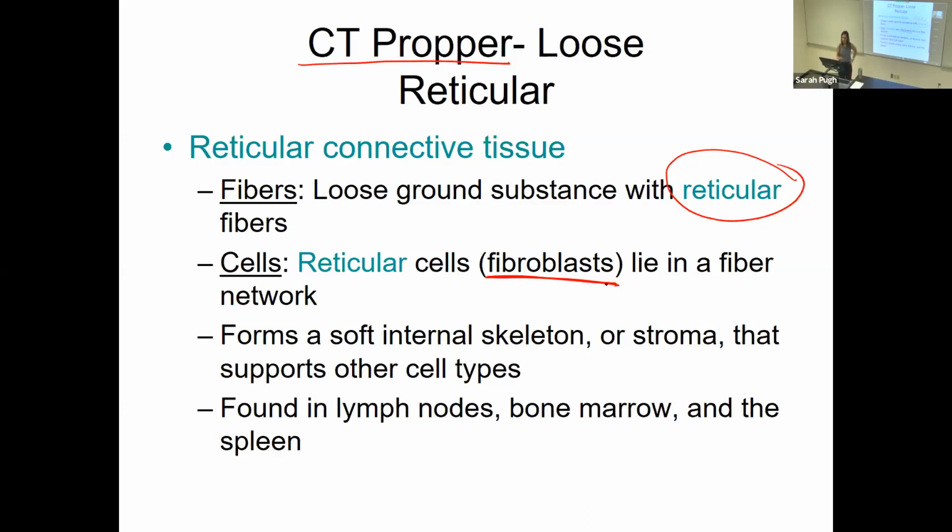So where do we find this reticular connective tissue? We're going to find it in organs that have a soft internal skeleton. They have to have a lot of structure. So some great examples are things like the spleen, even in your bone marrow. Your bone marrow, remember, is found inside the hollow spaces of your bones. And that has a lot of this reticular connective tissue in it.